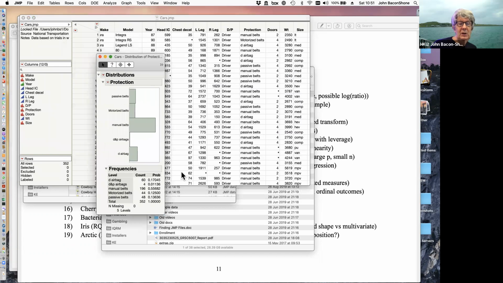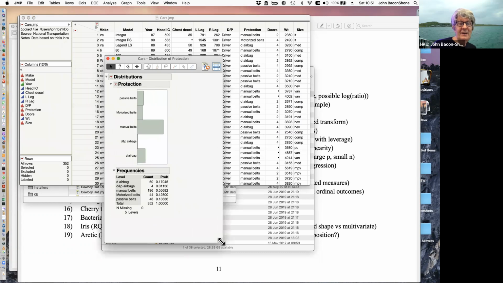So here it shows us the different forms of protection. So we have passive belts, we have motorized belts, we have manual belts. D and P means driver and passenger airbags. D airbag means just the driver's airbag. Okay? So as time went by, earlier cars, older cars just had manual belts.